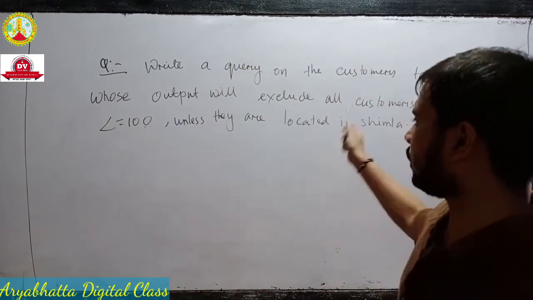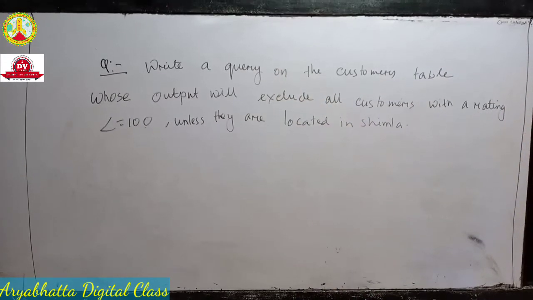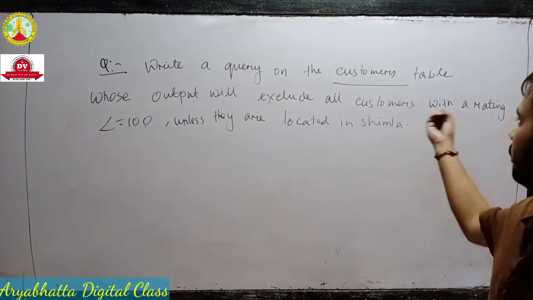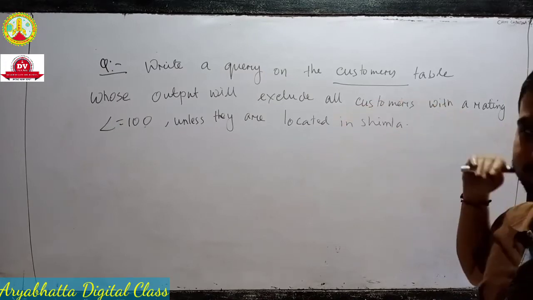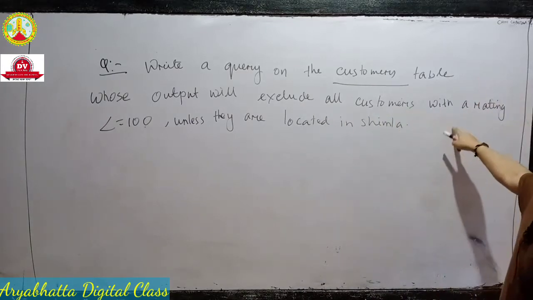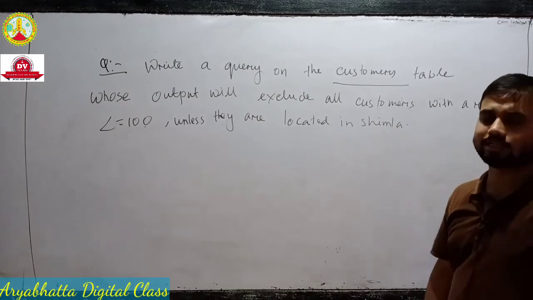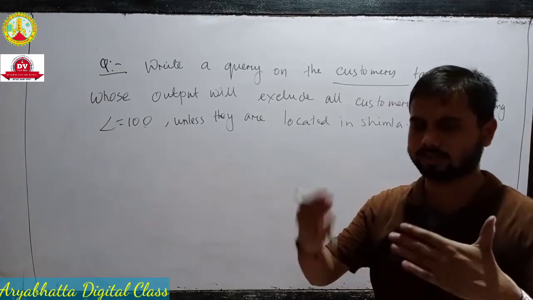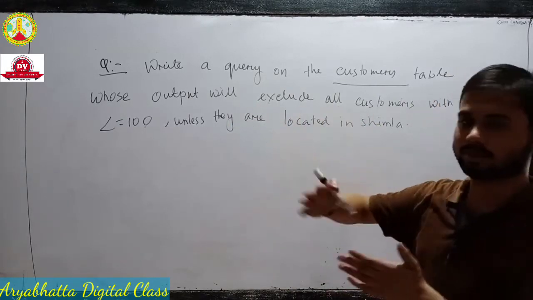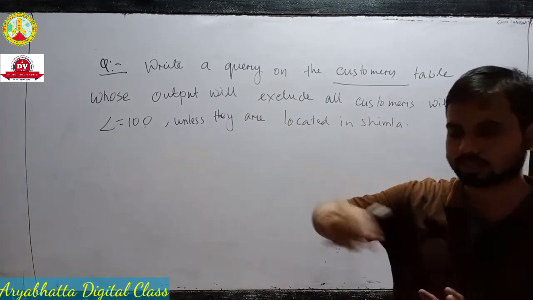You see, what is the condition of this question? Read it carefully. Write a query on the customers table. Your table name is Customers. Whose output will exclude all the customers with a rating less than or equal to 100, meaning 100 or 99, 98 and so on. Those customers will be excluded from the customers table.